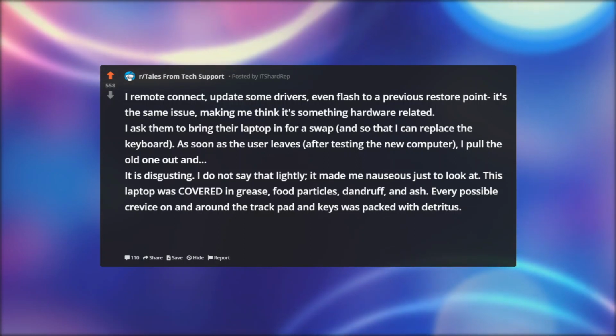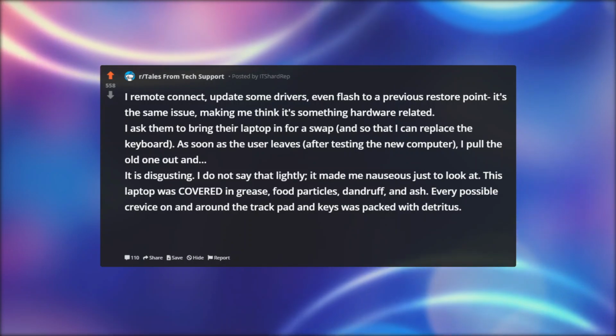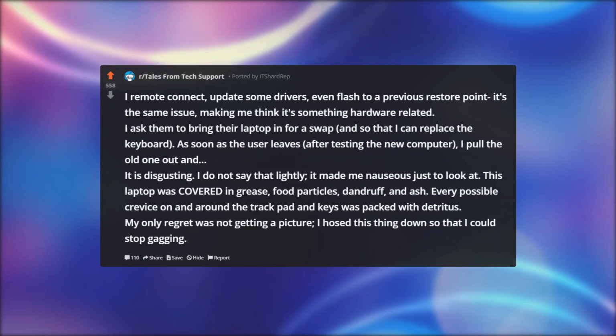This laptop was covered in grease, food particles, dandruff, and ash. Every possible crevice on and around the trackpad and keys was packed with detritus. My only regret was not getting a picture. I hosed this thing down so that I could stop gagging.